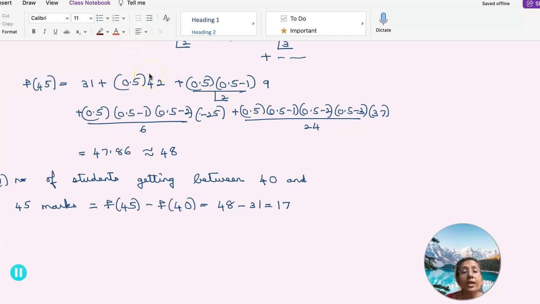So we have come to the end of this session, where we discussed a few problems on Newton's forward and backward difference formula on finite differences.